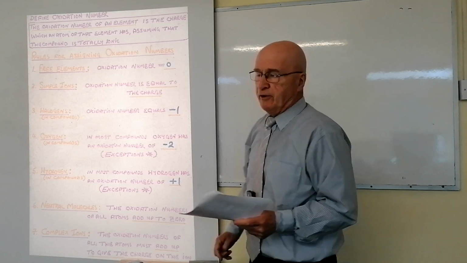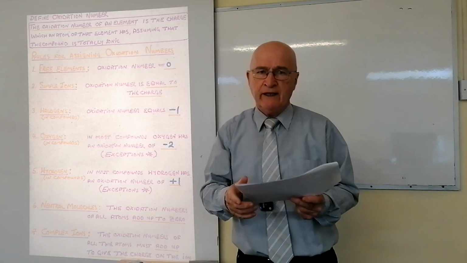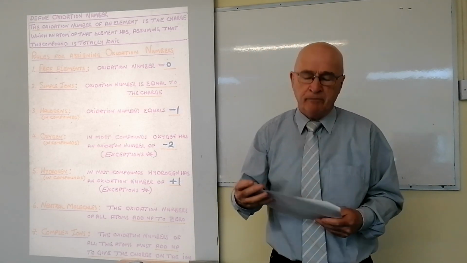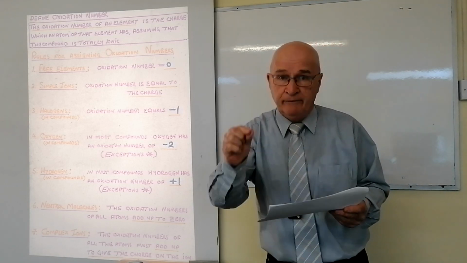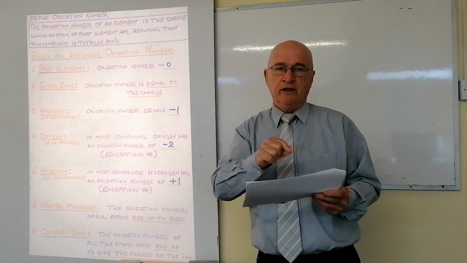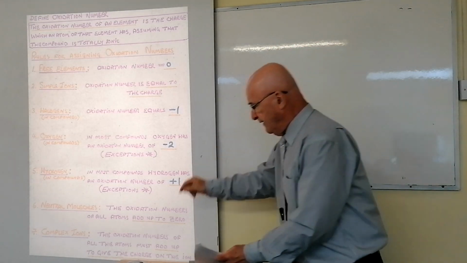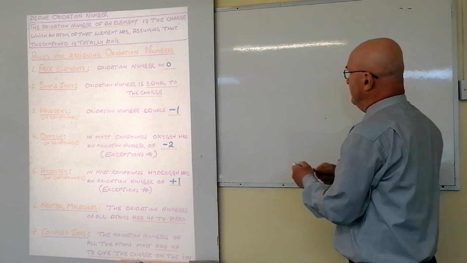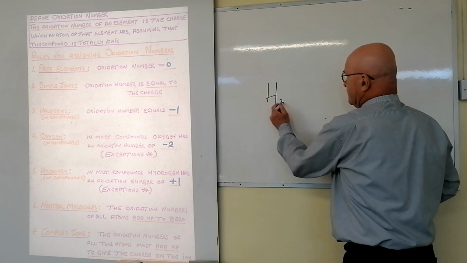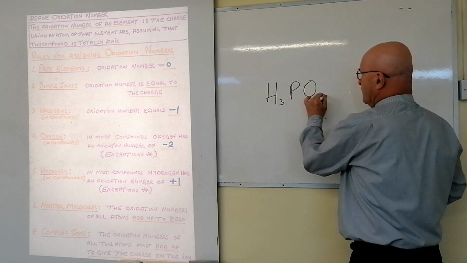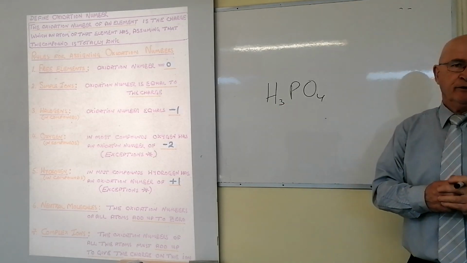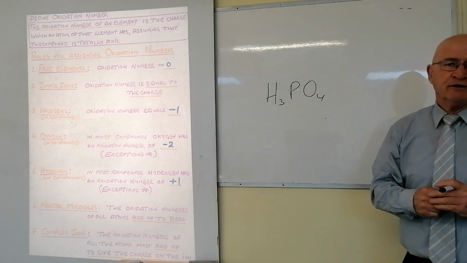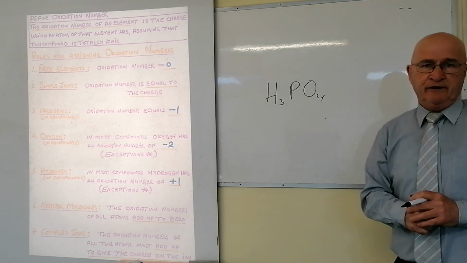The oxidation number of an element. Now, the examiner will ask you to define oxidation number. They will not ask you to define the oxidation number of an element. That's where you come in. You must realize that every element in every compound has an oxidation number. Let me write down a chemical formula for you. H3PO4. That's phosphoric acid. Hydrogen has an oxidation number, phosphorus has an oxidation number, and oxygen has an oxidation number.